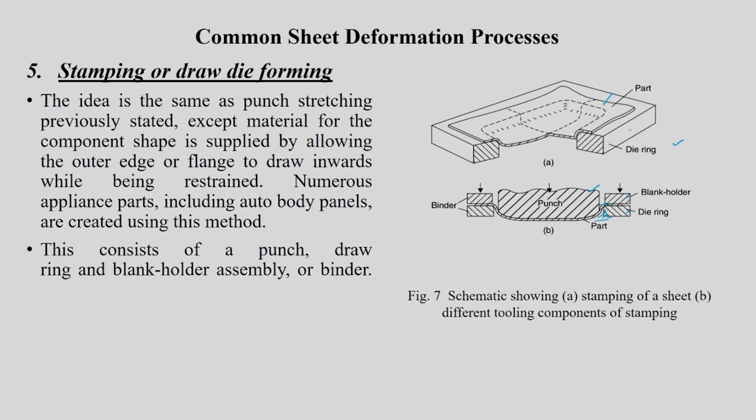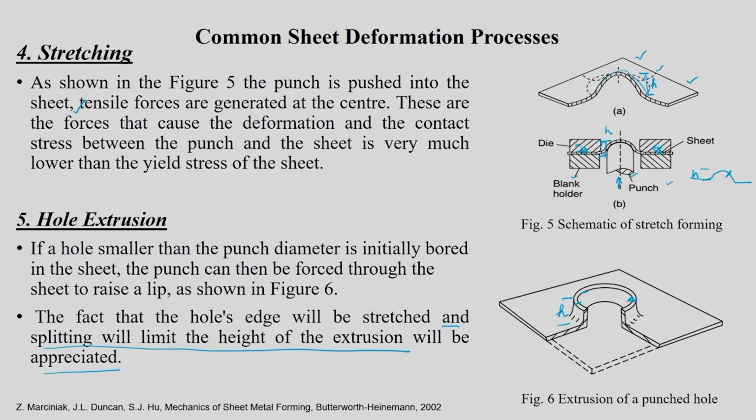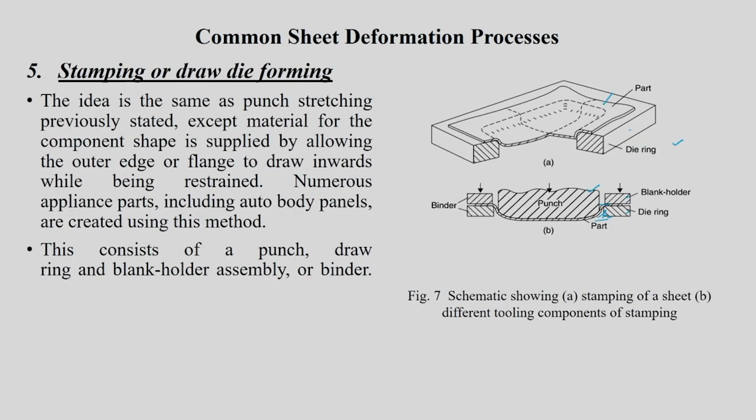That is why I told you in the previous slide that this movement of sheet in the radial direction is not allowed there. But on the other hand, here it is actually allowed. The material can move in this direction, but of course with some restriction. The restriction is mainly because of holding as well as because of friction. So, it moves inwards and then you make a component of this particular shape.